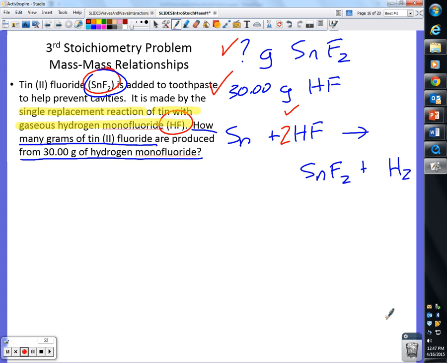All right. So over the past couple days, we've talked about how stoichiometry problems are conversion problems. Ultimately, a conversion problem gets rid of a unit that we don't want and leaves us with a unit that we do want.